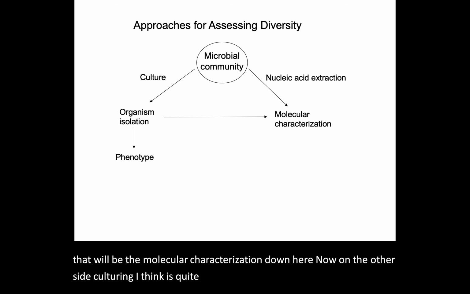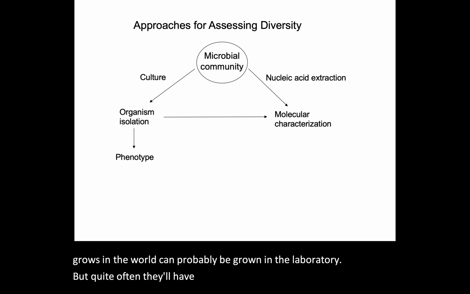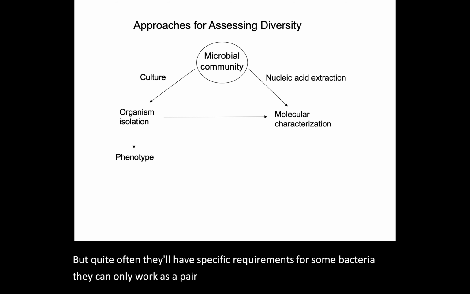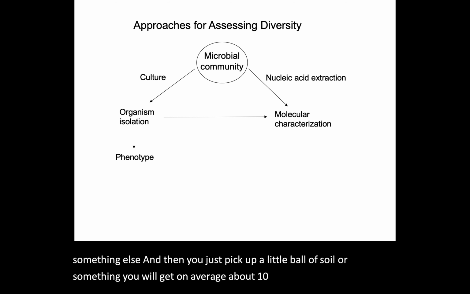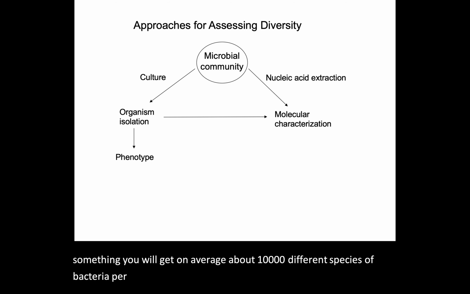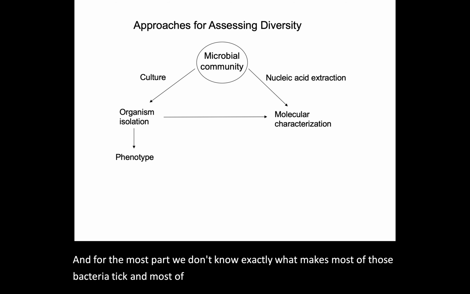Anything that grows in the world can probably be grown in the laboratory, but quite often they'll have specific requirements. Some bacteria can only work as a pair because they have a symbiosis with something else. When you pick up a little ball of soil, you will get, on average, about 10,000 different species of bacteria per gram of soil. For the most part, we don't know exactly what makes most of those bacteria tick, and most of them probably could be grown in the lab, but have not been.